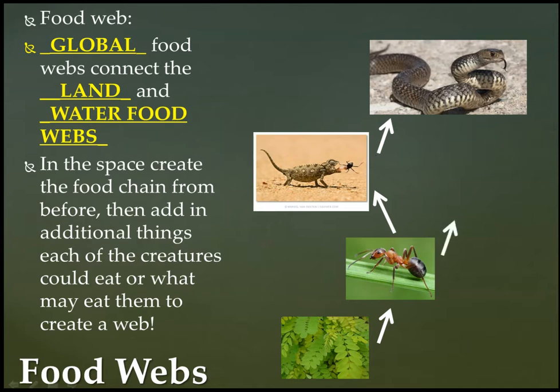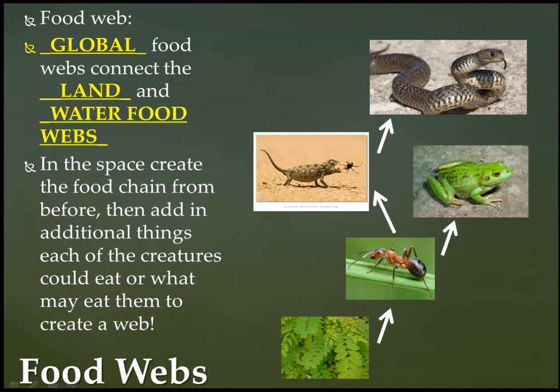For example, frogs can also eat ants. Snakes can also eat frogs. So we're showing more possible feeding relationships. On your paper, why don't you think of something else a frog can eat? Or maybe something else that eats a lizard? Or something else that might eat ants? Add in some of these things to turn your food chain into a food web.